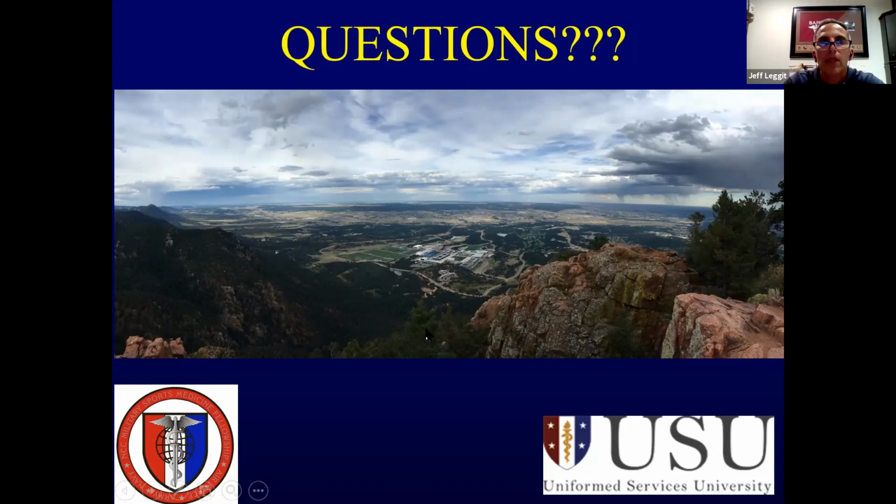And this is a picture of the Air Force Academy in Colorado Springs. And this is the highest peak, and I didn't want to do it, but my son made me, and I'm happy to get this nice picture.